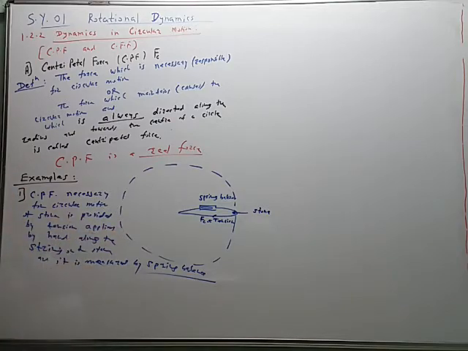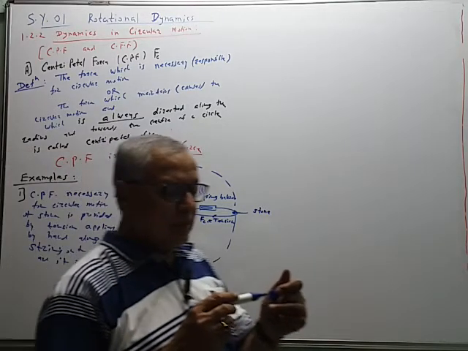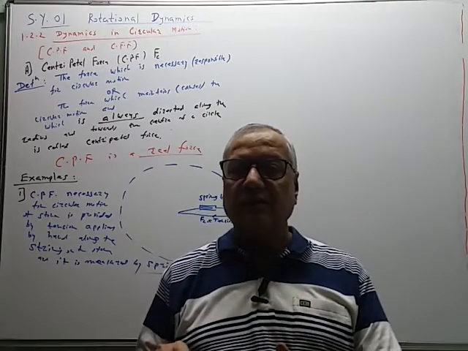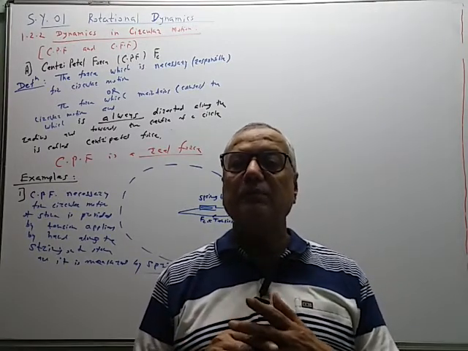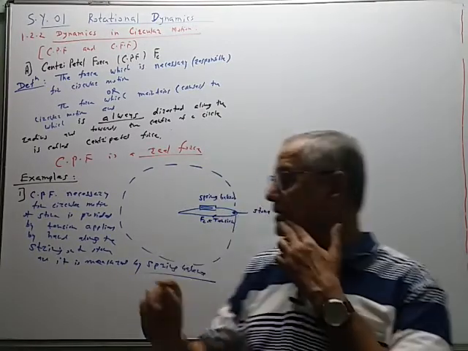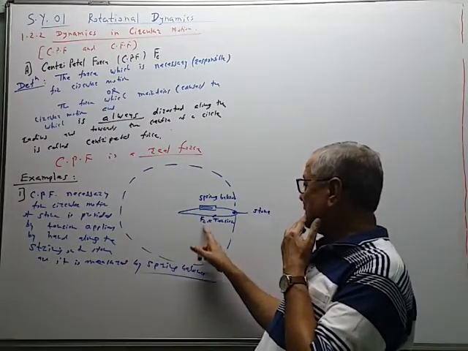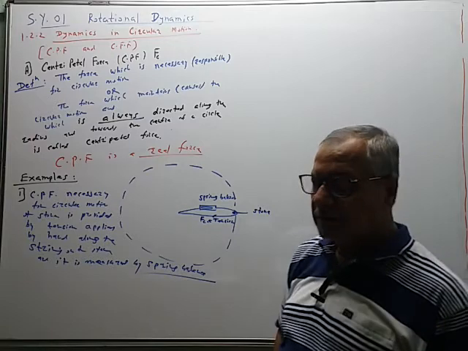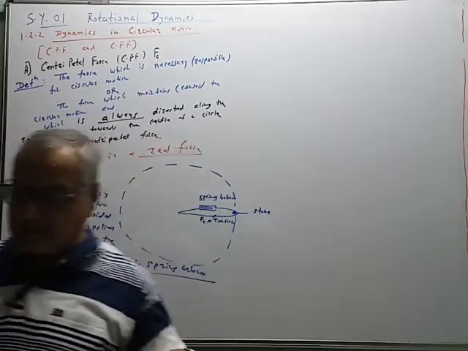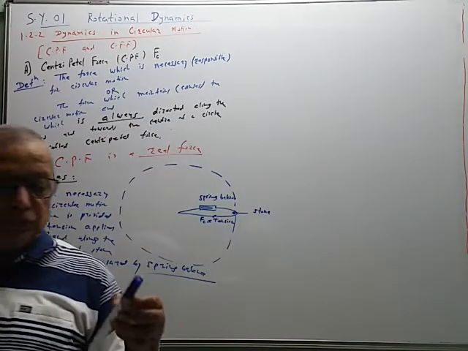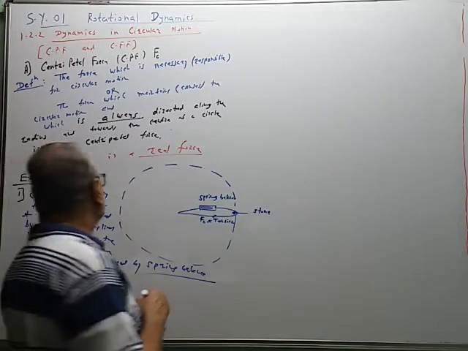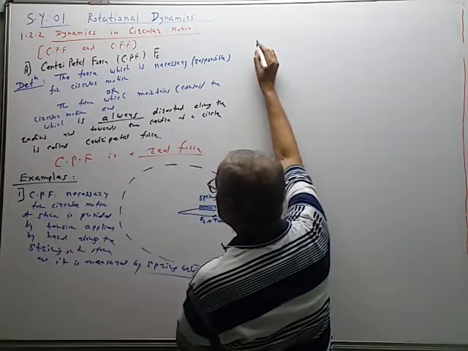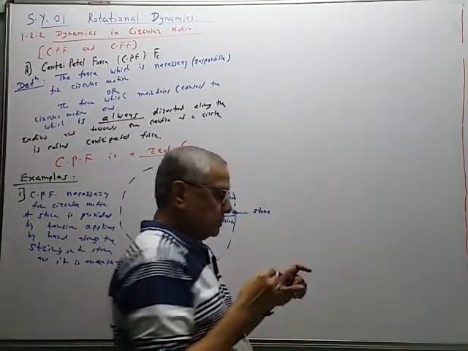So this is one example. The centripetal force necessary for circular motion of the stone tied to a string is provided by the tension applied by our hand. Fc is equal to the tension applied by our hand along the string. Like this, there are so many examples. In the list of circular motion, we have given some examples. So the second example is this.